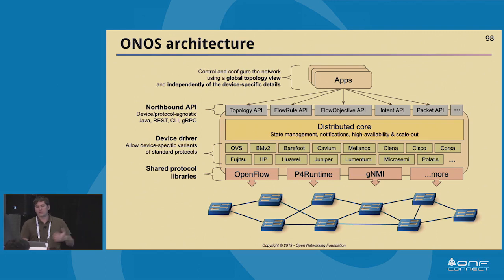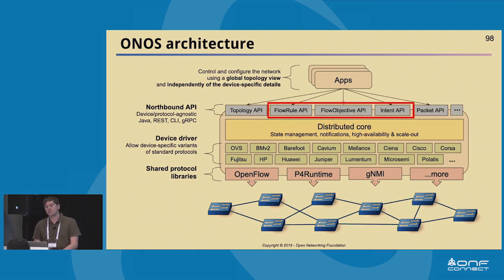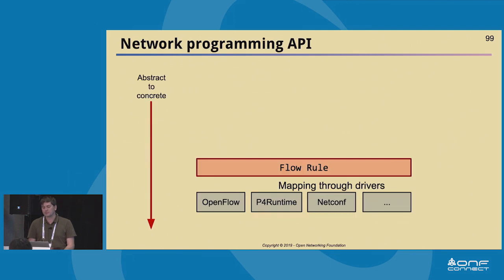In the middle, we have the distributed core that maintains the distributed state and provides high availability and scale-out. I will not focus on the distributed nature of ONOS, but rather on the API and the driver mechanism. So I want to talk about the network programming API. We have three APIs: the flow rule API, the flow objective API, and the intent API. Actually, what we care about in this tutorial are the first two, the flow rule and the flow objective APIs. So let's take a look.